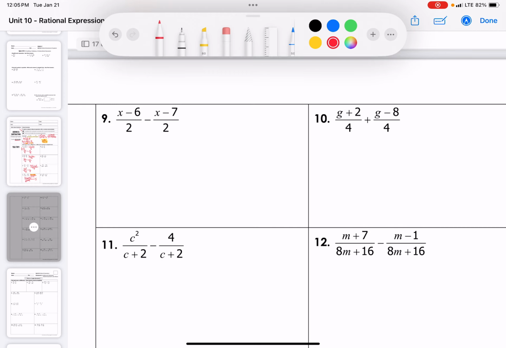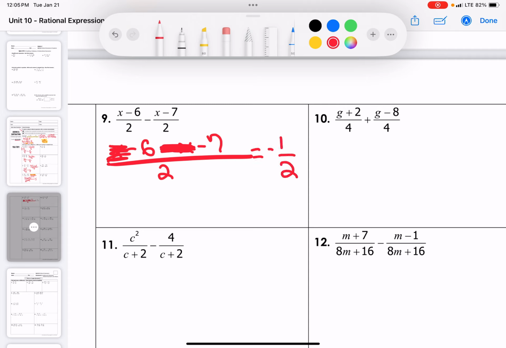All right, number 9, same idea. So I'm going to have x minus 6 minus x minus 7 all over 2. So x minus x is 0, and then I got negative 6. So the x's cancel out. Then 6 minus 7, that's going to be a negative 1 over 2. And that's it for that one.